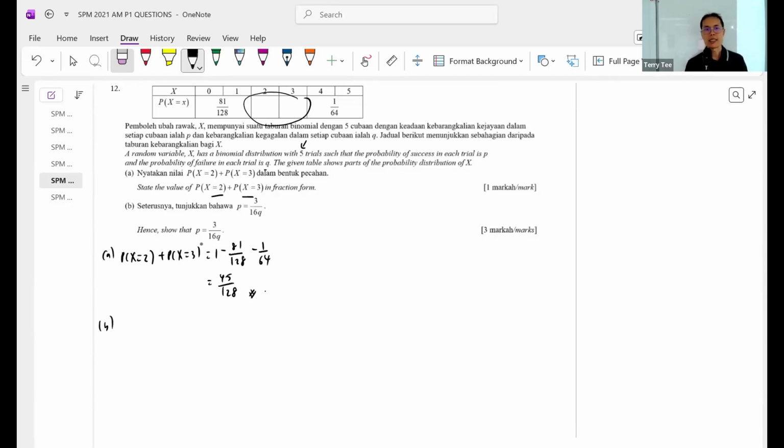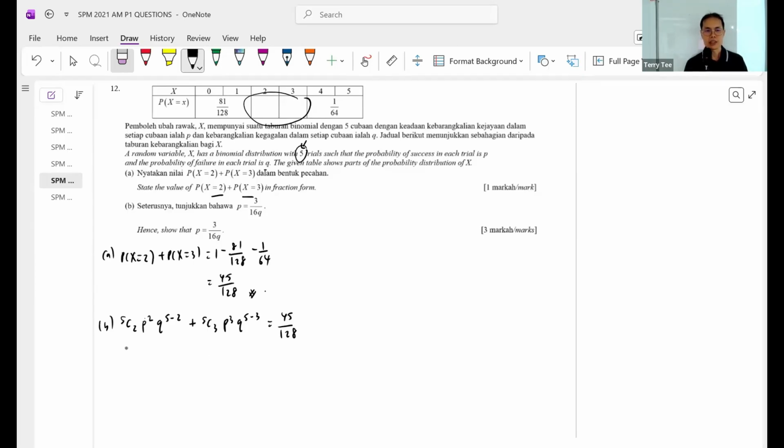B, hence show that p equals 3 over 16q. So when they say hence, that means we have to use the result from the earlier part. So how to use this result? We know P(x equals r), what's the formula? What's your n? Guys, what's your n? 5 trials. n is 5, right? So 5C2, your probability of success is p power 2, q is to the power 5 minus 2, plus 5C3, p power 3, q power 5 minus 3. The result is 45 over 128.